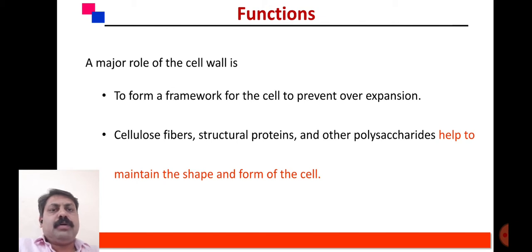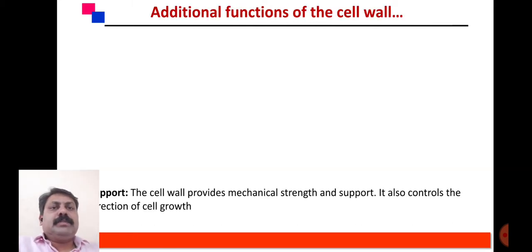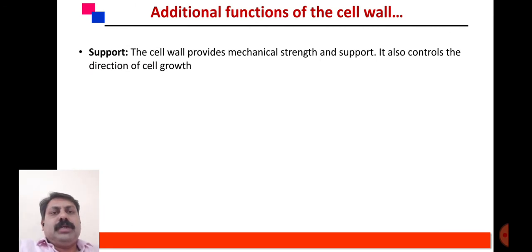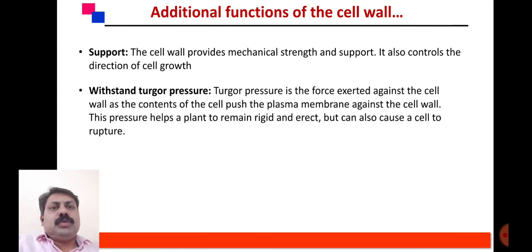Basically the major role of the cell wall is to provide framework to the cell, and helps to maintain the shape, and it has the connection between the adjacent cell. Including this, there are some additional functions of the cell wall. It provides support. So this cell wall provides support and mechanical strength to the cell, and it also controls the direction of growth, withstands turgor pressure.